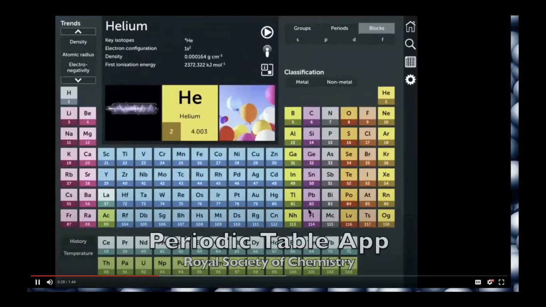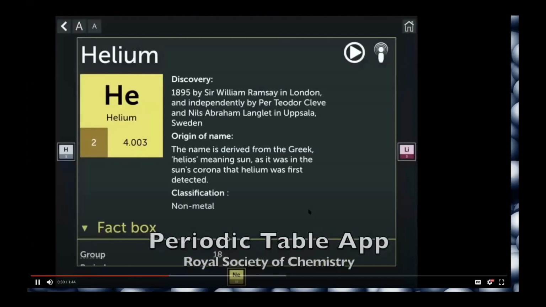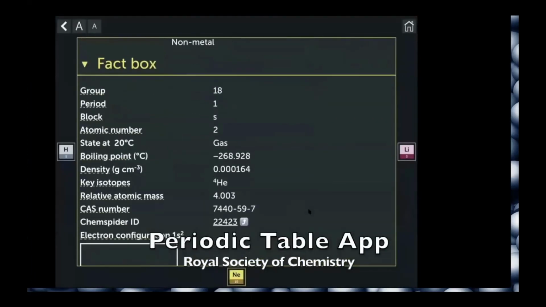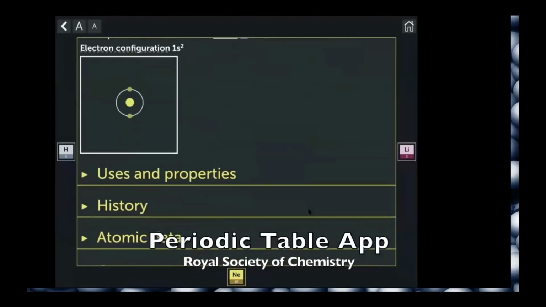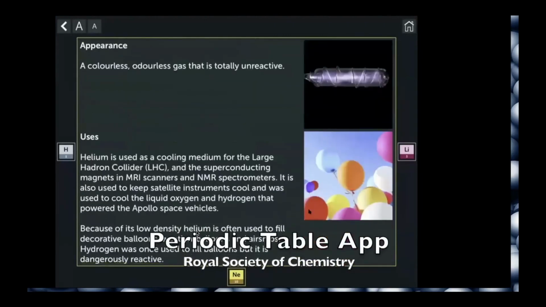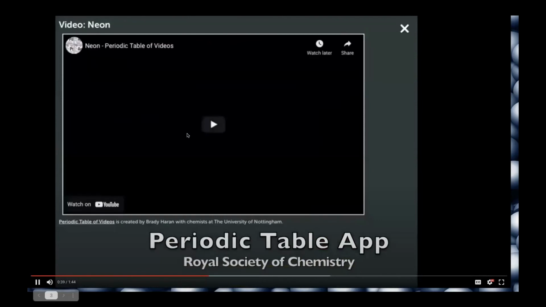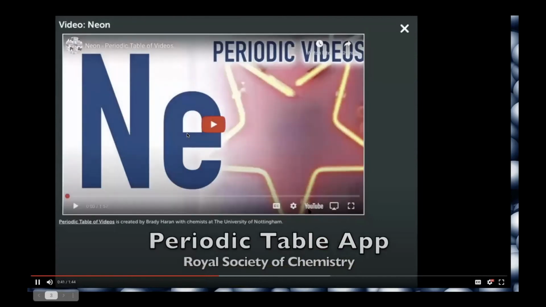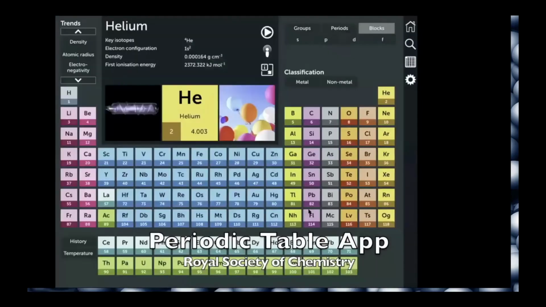The next one we're going to take a look at is one of the free apps, the periodic table app. This is the one that I recommend you guys get because it does go into great detail about the various trends within the periodic table. Again, this one is free, but it has lots of videos, podcasts. If you're not a reading person, you can listen to the information.